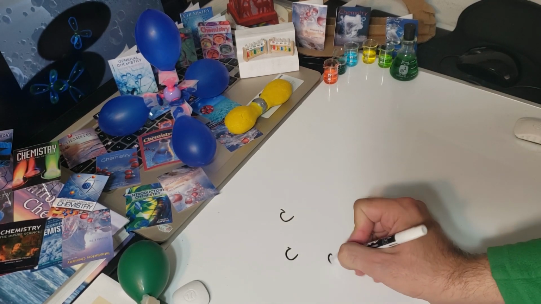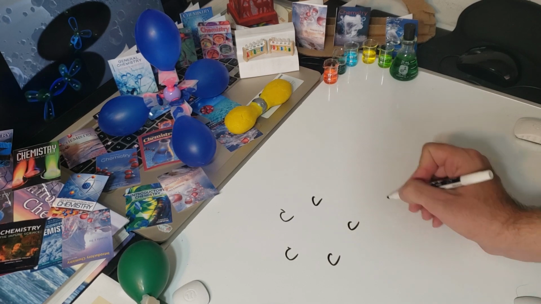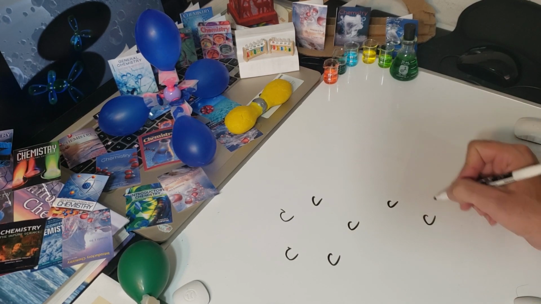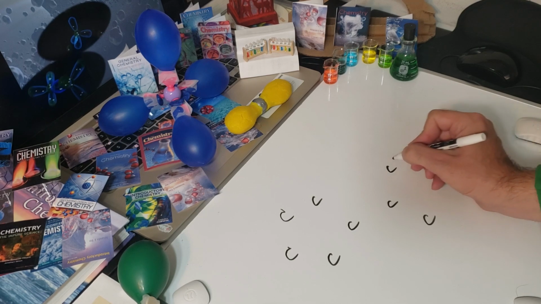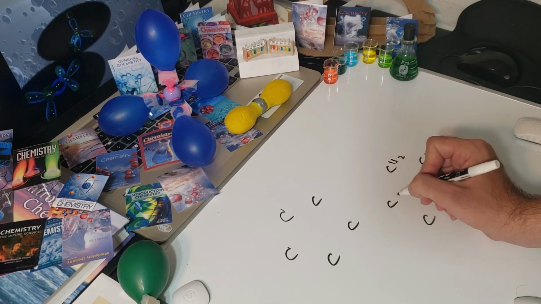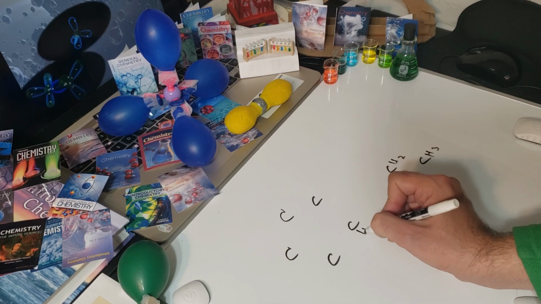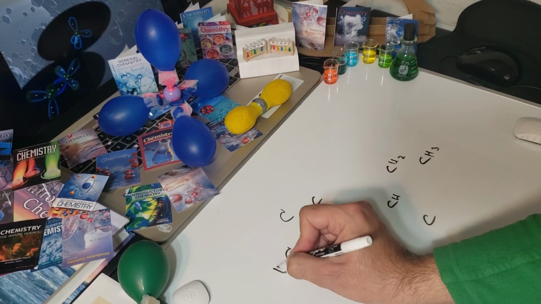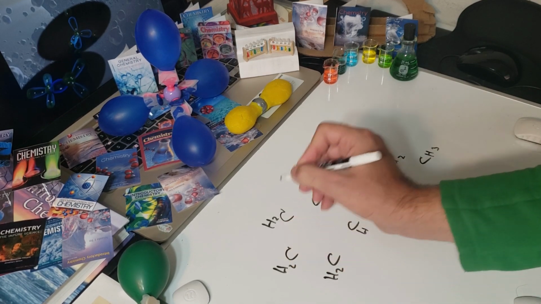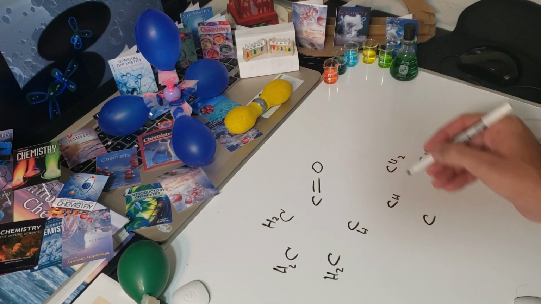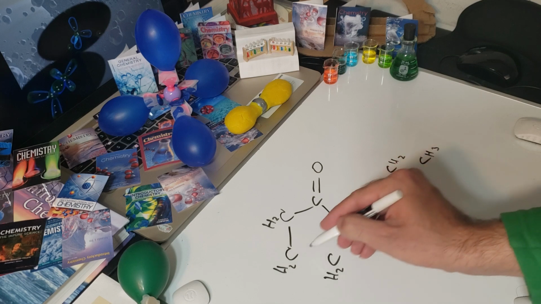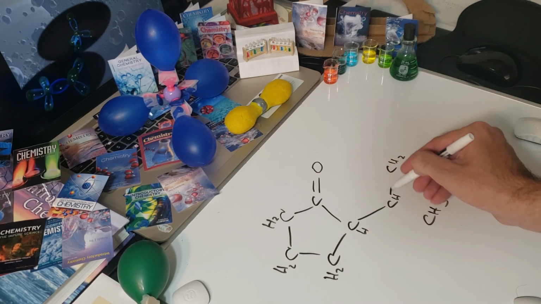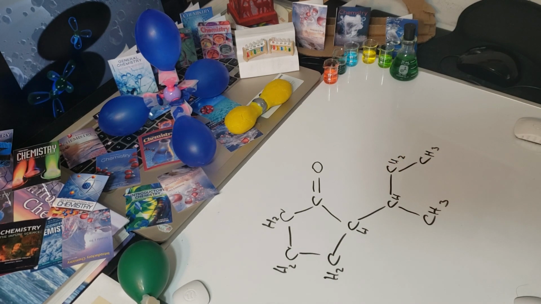Carbon, carbon, carbon, carbon, carbon, a carbon, a carbon, a carbon, so CH3, CH2, CH, CH, CH2, CH2, CH2, C double bond O, CH3, and then the connectivities are sort of like this. So that's the molecule.